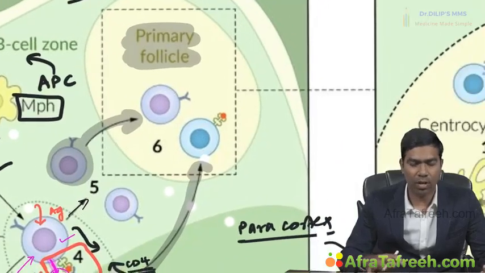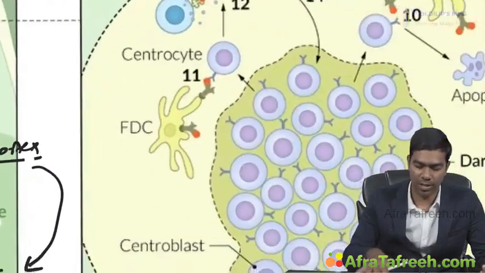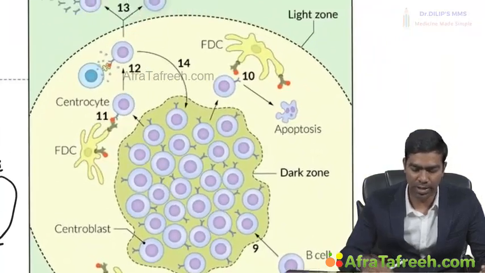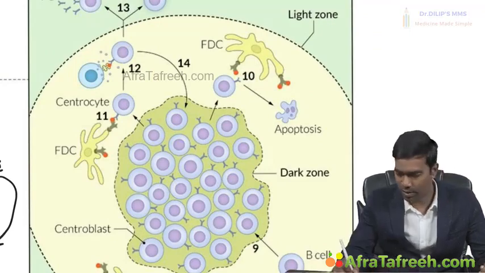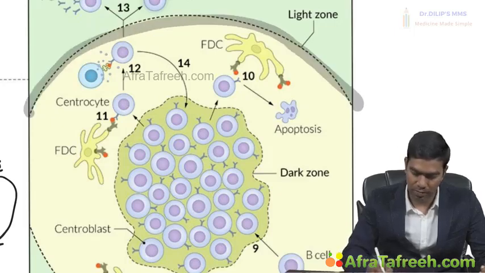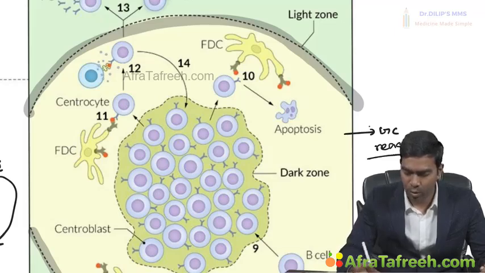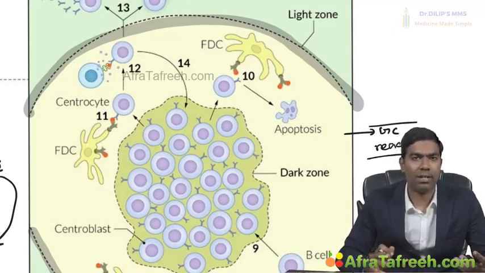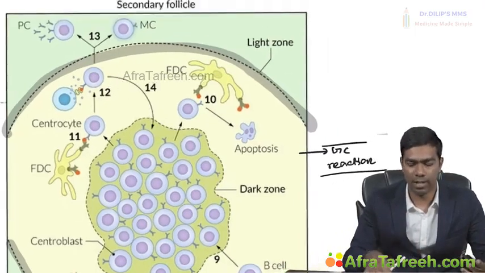Once they enter the primary follicle, you can blow up this primary follicle in a bigger scenario and see what happens in it. In the primary follicle, they create a reaction. This area, which I can put as a shaded area, is what we refer to as a germinal center reaction. Both the activated T cells as well as the activated B cells enter the primary follicle, and they create a reaction within it called the germinal center reaction.